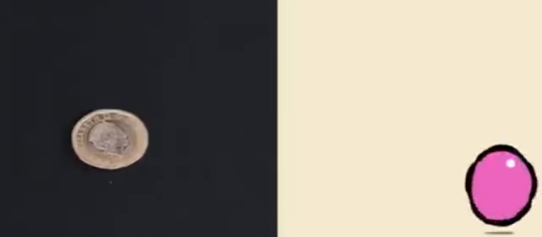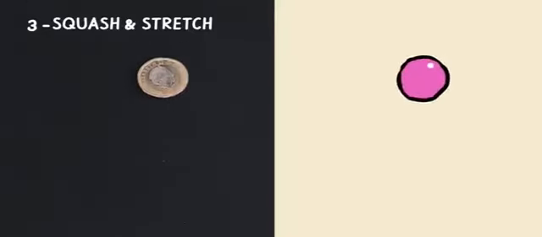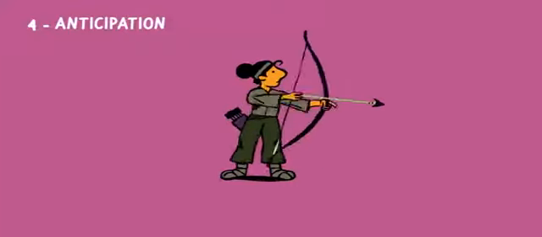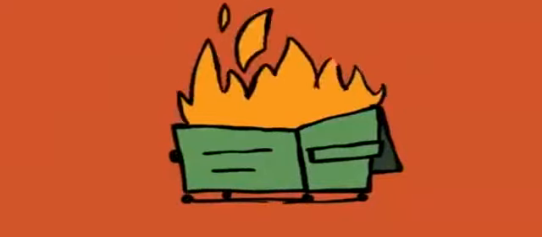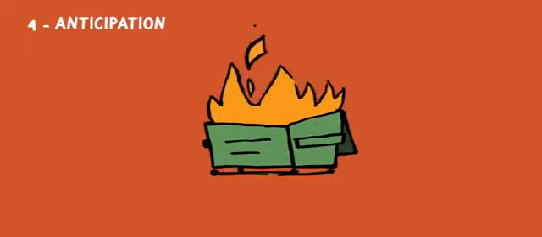The third idea is about squash and stretch, and how using it can add a bit of life to your motion and also give the audience a sense of what your objects are made of. The fourth idea is about adding anticipation to your motion. This will help build up energy and sometimes add clarity.